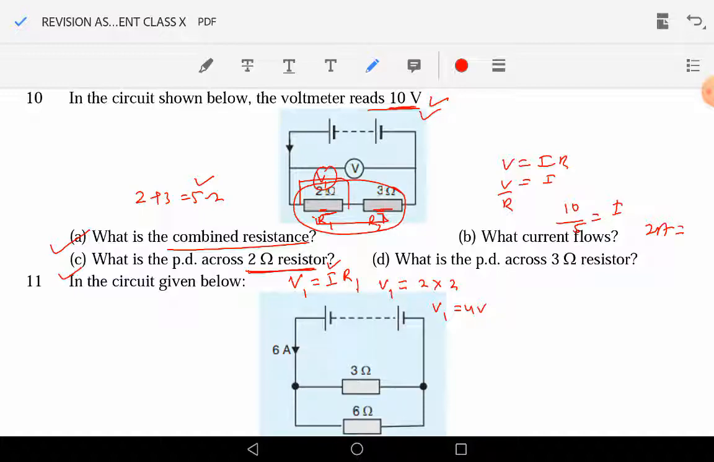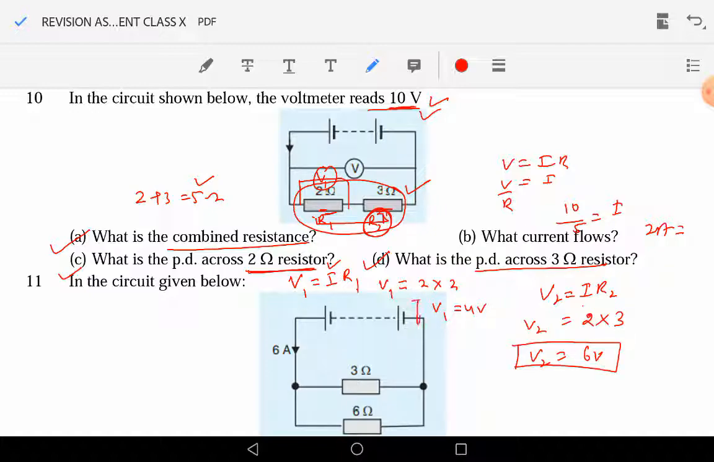Okay. Now the last one, the potential difference across 3 ohm. Now 3 ohm is R2, so V2 is equal to IR2. Now why IR2? Because current is the same. So 2 into R2, which is 3. So the potential difference across the second resistor will be 6 volt. And how do we get to know that our answer is correct? See, 4 and 6, that is 10 volt, and the total potential applied was also 10 volt. So this is how we solve question number 10.